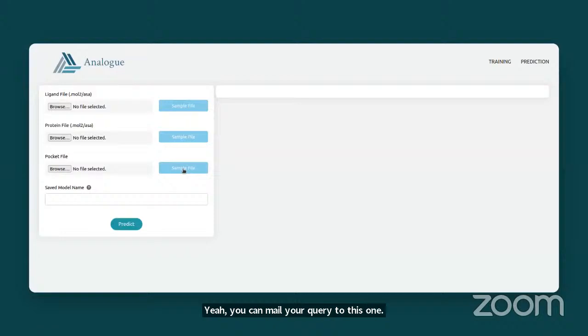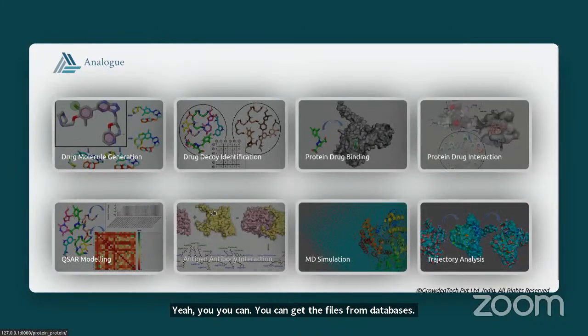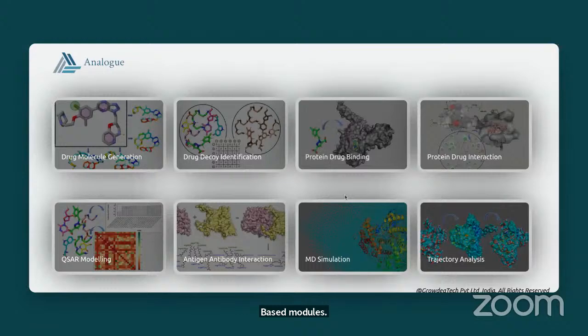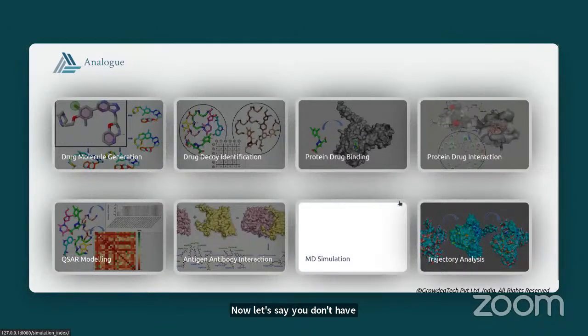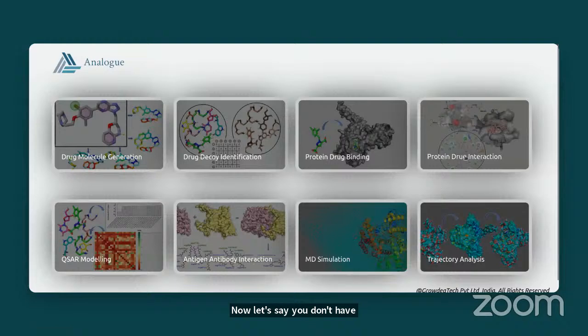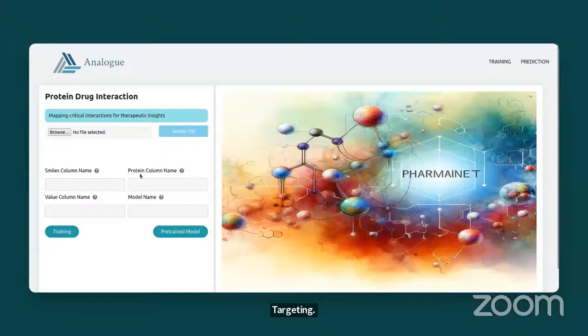Yeah, you can get the files from databases, but even if you don't have files, then we have a pre-trained model in most of our machine learning based modules. So yeah, this part was for structure based binding affinity prediction. Now let's say you don't have a structure, you don't have a modeled target protein, then you can go for sequence based binding affinity prediction.